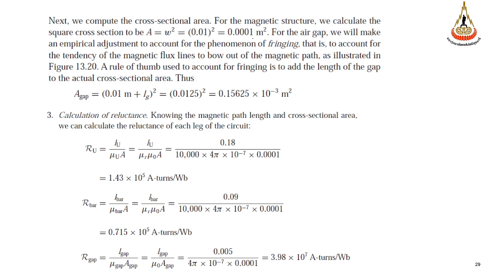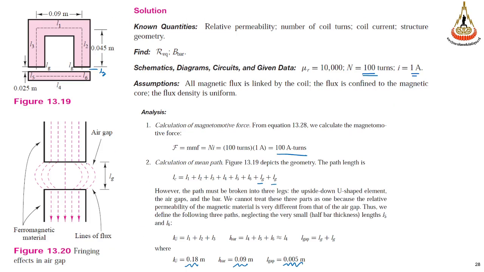In this case, they also consider the fringing. Why do we have Lg here? The area of the gap should be 0.01 by 0.01, but if we consider the fringing flux, the area may be greater than the area of the gap. The area of the gap may be greater than the area of the core.